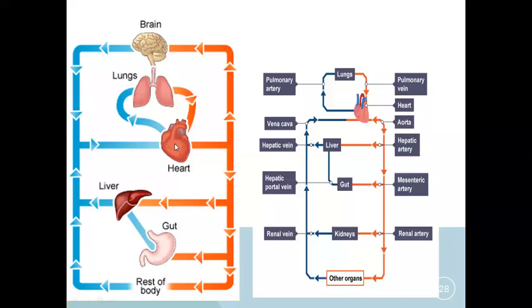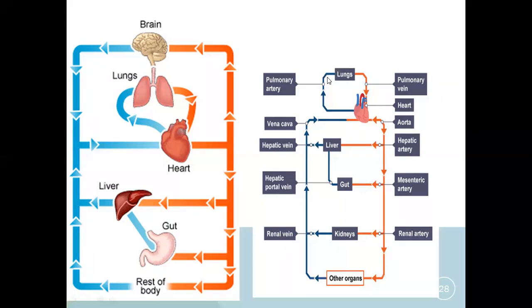Now another question we have: the blood vessel that takes away the blood from the heart. So come toward this arrow. This arrow means this blood vessel is taking the blood away from the heart. So what should it be? It's the pulmonary artery. Why the pulmonary artery? Because the pulmonary artery takes deoxygenated blood from the heart to the lungs.